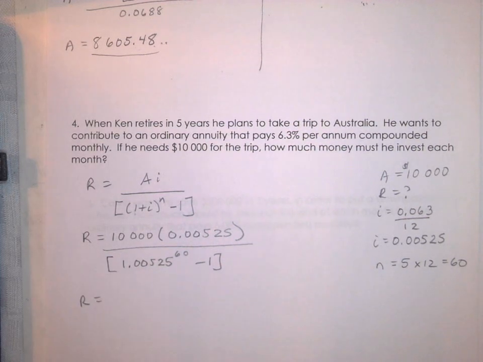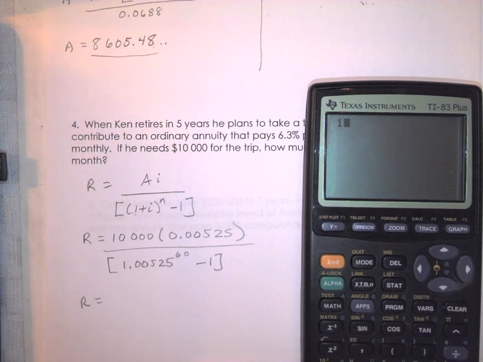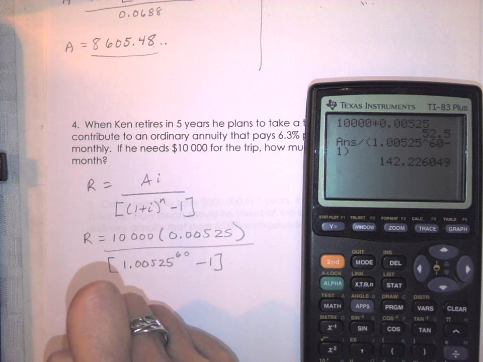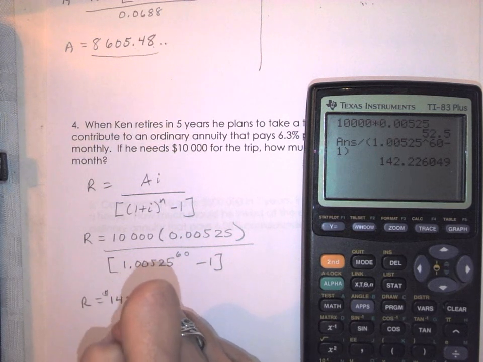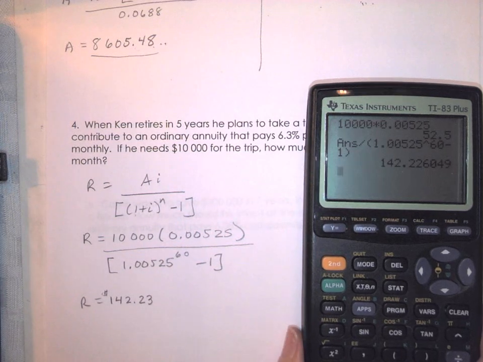And then I'm going to type that into my calculator. So I'm going to go 10,000 times 0.00525 equals, divided by opening bracket, 1.00525 to the power of 60 minus 1 closing bracket equals. It's very important you put the whole denominator in brackets. Okay, so that's going to give you $142.23 if we round the 2 up from the 6.